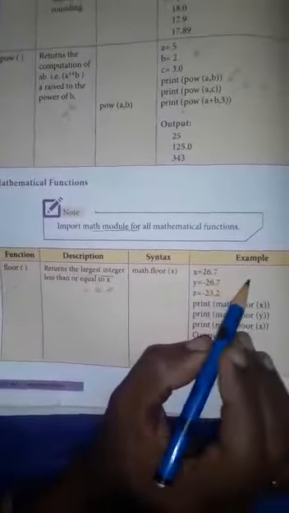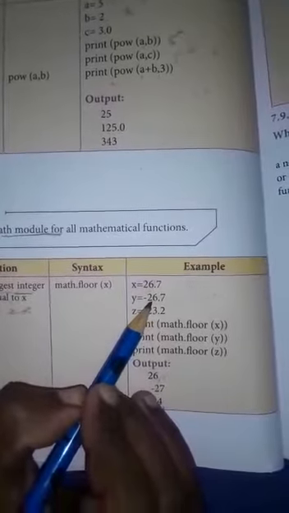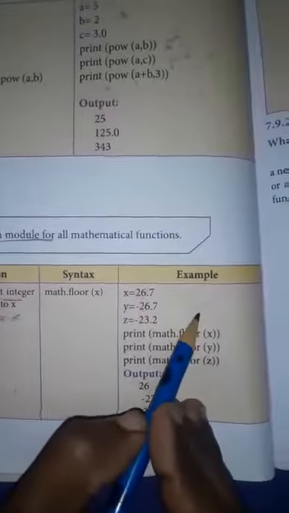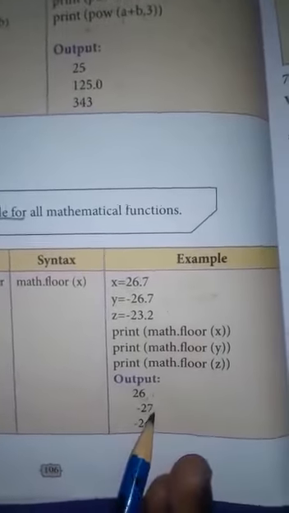Next, print math.floor(y), where y equal to minus 26.7. Normally you would write minus 26, but minus 27 is the correct answer. Minus 27 is less than y. Minus 26 is a greater value, but minus 27 is the lesser value. So minus 27 is your output value.